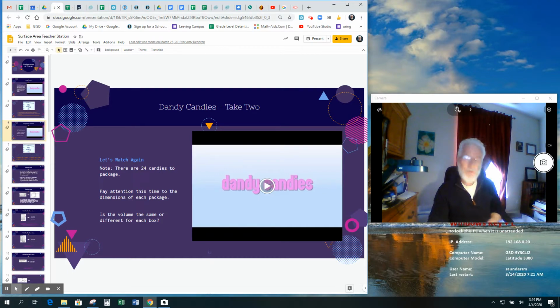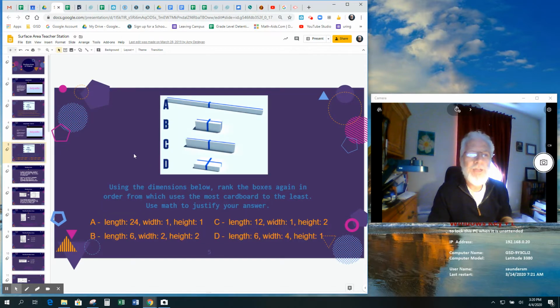Good question. Remember how to do the volume of a prism? These are all going to be rectangular prisms. Now, using the dimensions below, rank the boxes again in order from which uses the most cardboard to the least, and use math to justify your answer. So now we're actually giving you the length, width, and height in candy units for each one of these packages. So go and determine which one uses the most cardboard to the least.